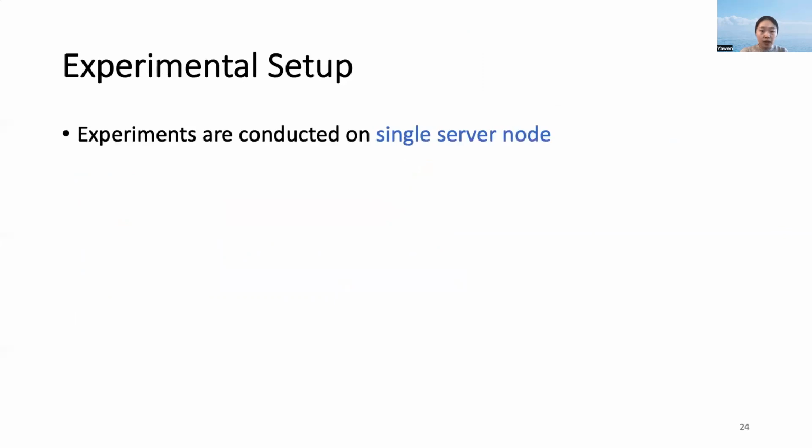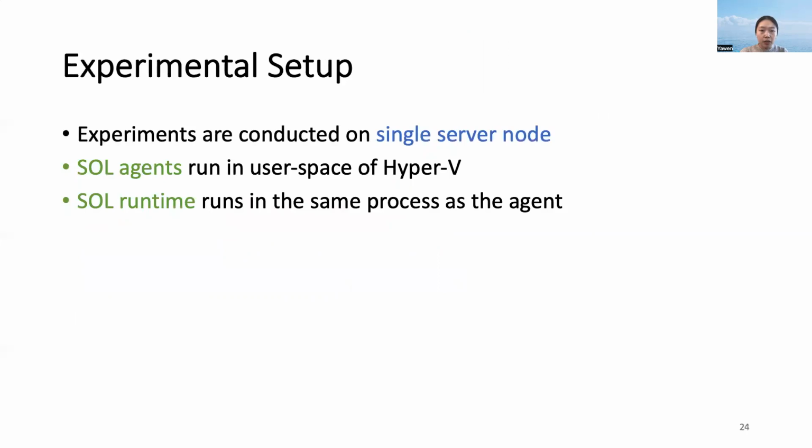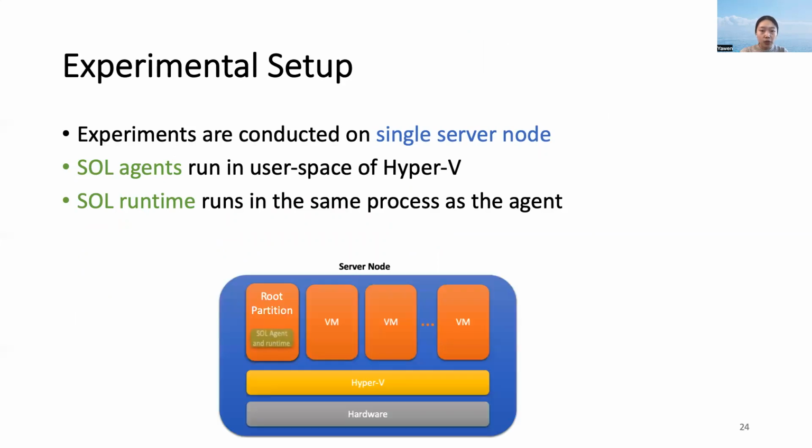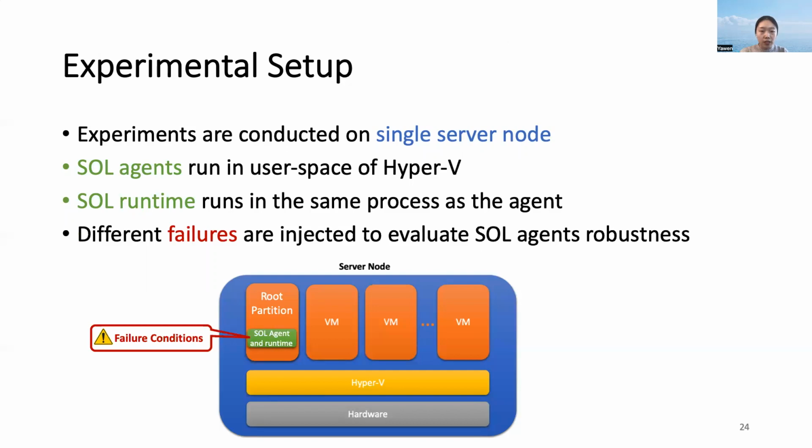For the experiment setup, we run all the experiments on a single server node, running the Hyper-V hypervisor. The SOL agents run in user space, and the SOL runtime runs in the same process as the agent, as shown in this diagram below. Different failure conditions are injected while the agents are running to evaluate how robust the agents are to different problems.